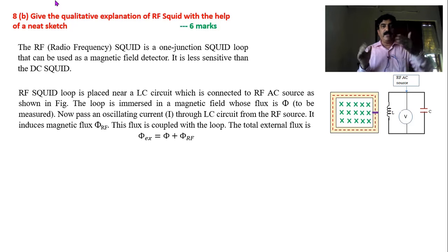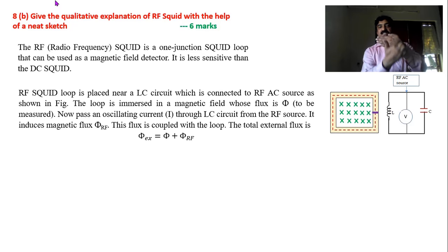Please follow carefully. This is my SQUID. This is my LC circuit. I already applied magnetic flux. Now I pass current. This current will produce one more flux. Earlier there was phi, now there is phi RF, so the total flux will change. Any change in the SQUID immediately will change something here. This is what is called mutual inductance.